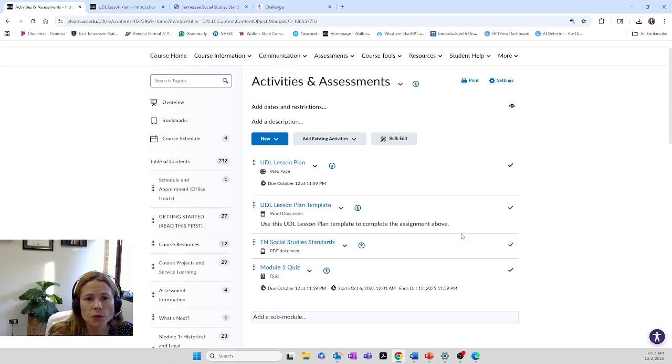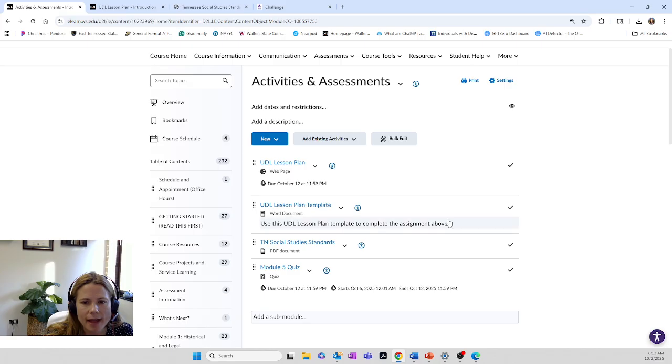Using a social studies lesson plan. So I've got a little scenario that you're going to use to complete this lesson plan. And then you will have your Module 5 quiz. So you'll see here that the quiz will close on October the 12th, and you will have to submit your UDL lesson plan to the Dropbox by October 12th.